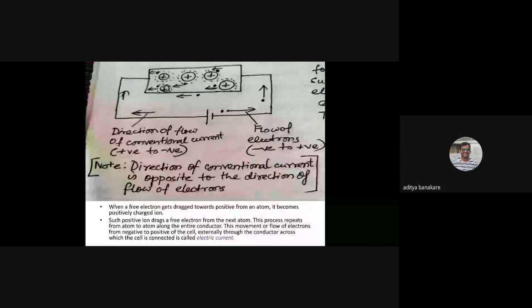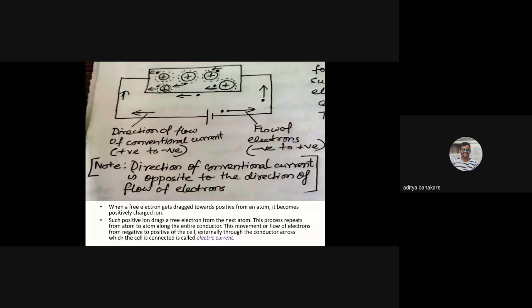electrons. Okay, so you see, I've written it also, but still I'm explaining it. Look at the picture and you will understand. When any free electron gets dragged, meaning pulled, from an atom, it becomes a positively charged ion. That is shown with the plus signs.